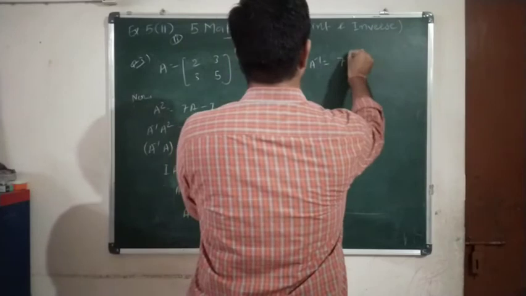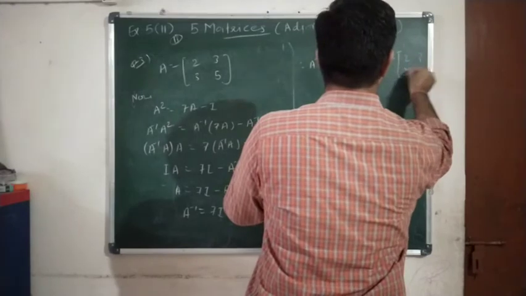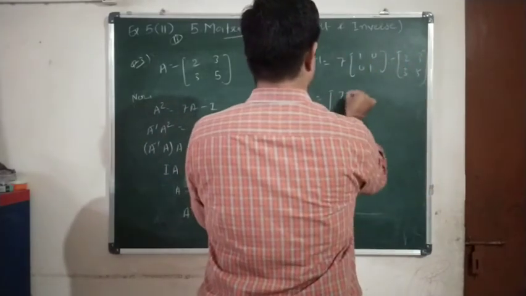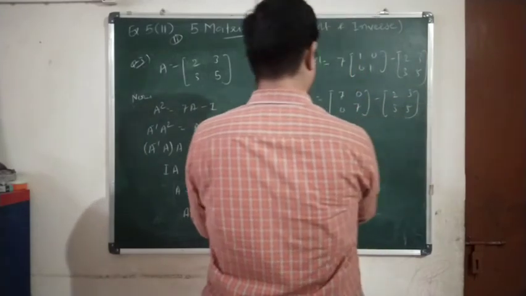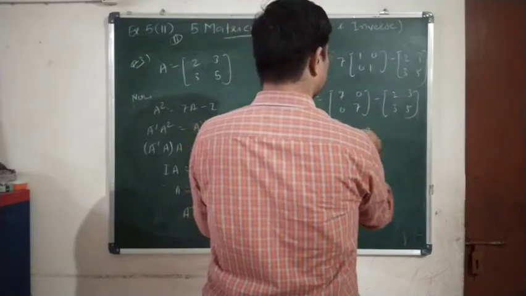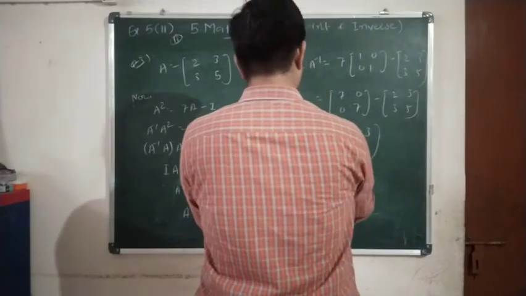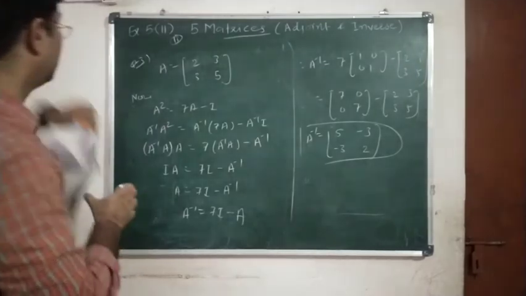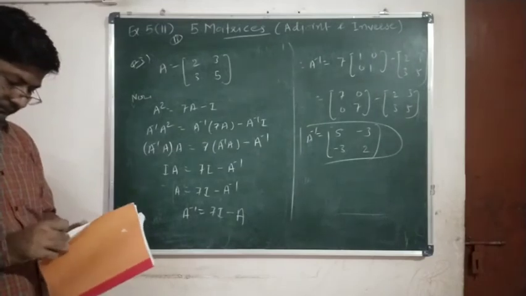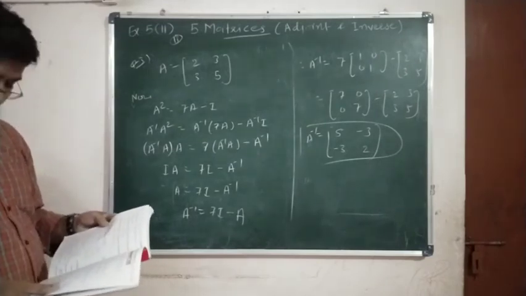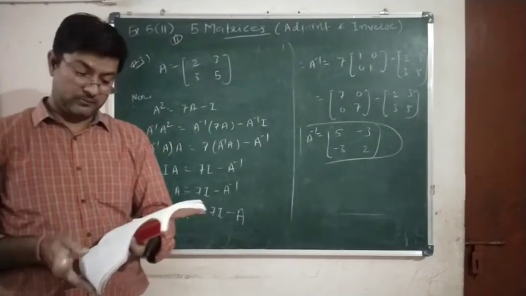Therefore A inverse is equal to 7, 1, 0, 0, 1 minus A, 2, 3, 3, 5. So 7, 0, 0, 7 minus 2, 3, 3, 5. So 5, minus 3, minus 3 and 2. This is the required answer, A inverse. Okay, so this was question number 3. 5, minus 3, minus 3, 2. Okay, done.